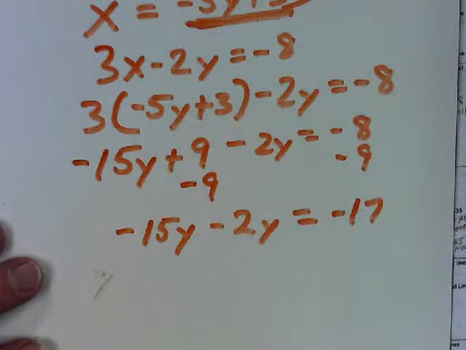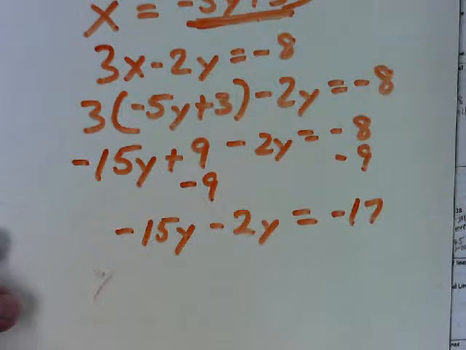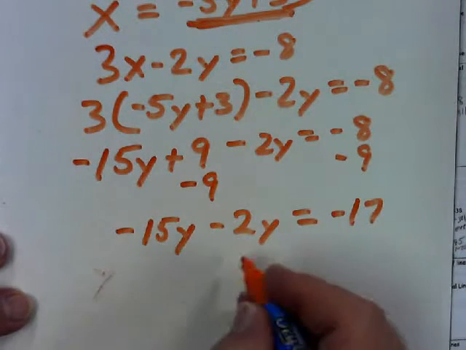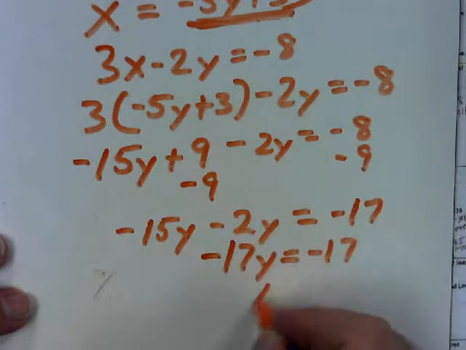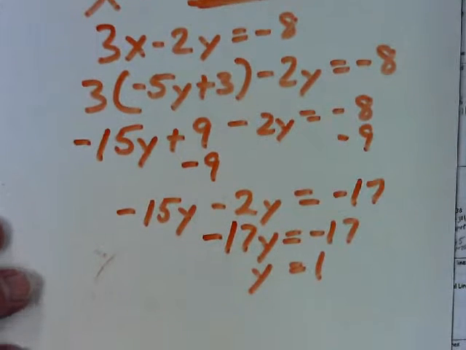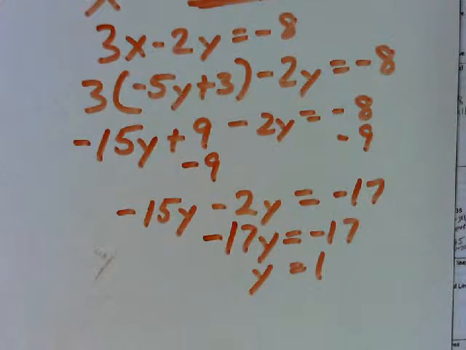And then you add 2y, and then the negative 2y, because they're on the same side, you add them. Then together, you get negative 17y. So then you have to divide by negative 17 and you get 1. So y equals 1. What do I do with that?